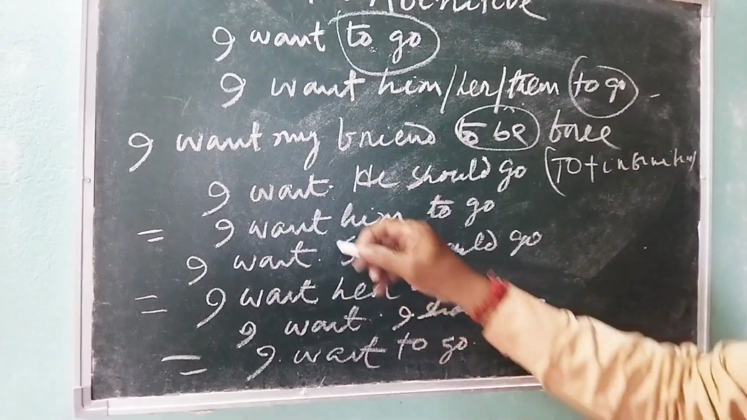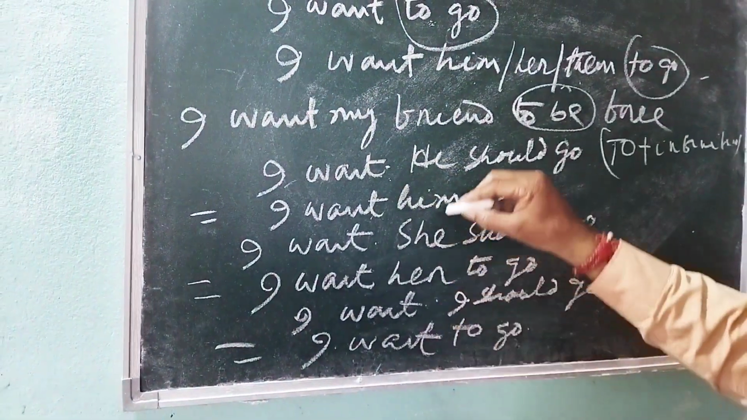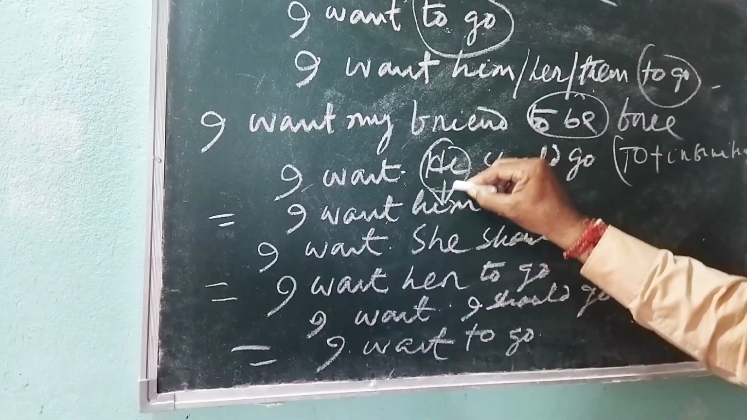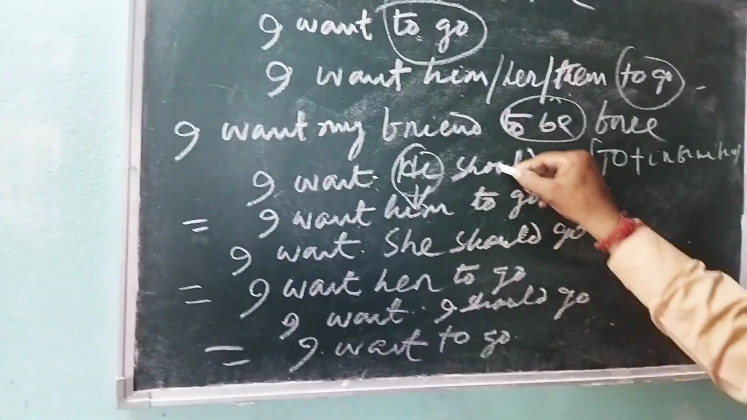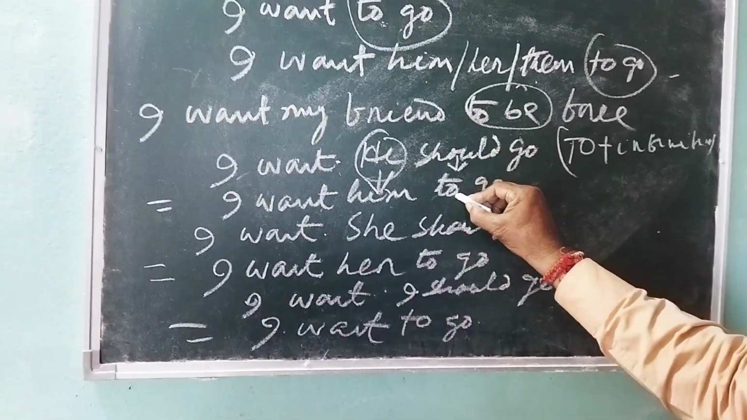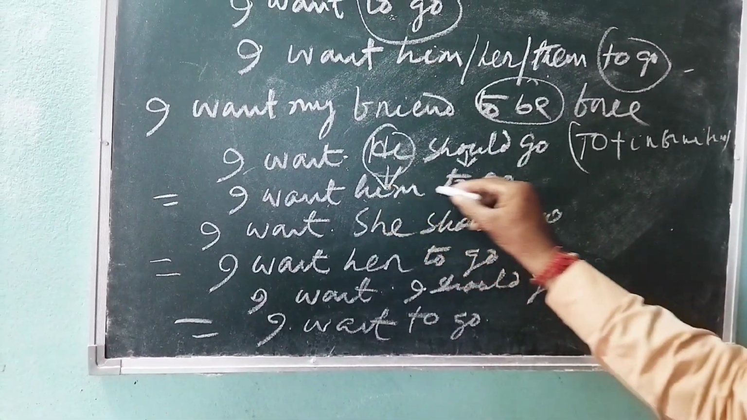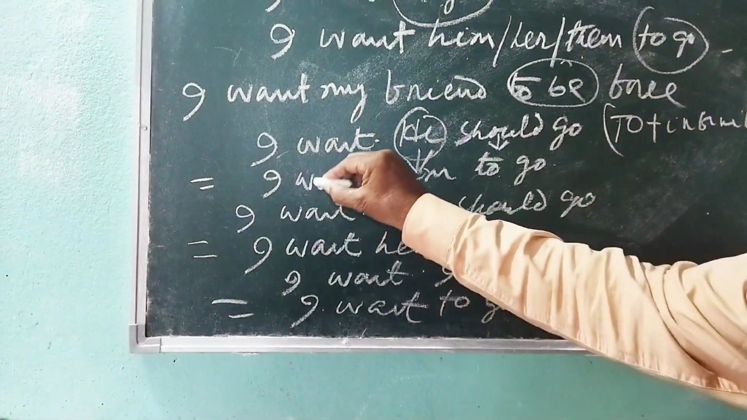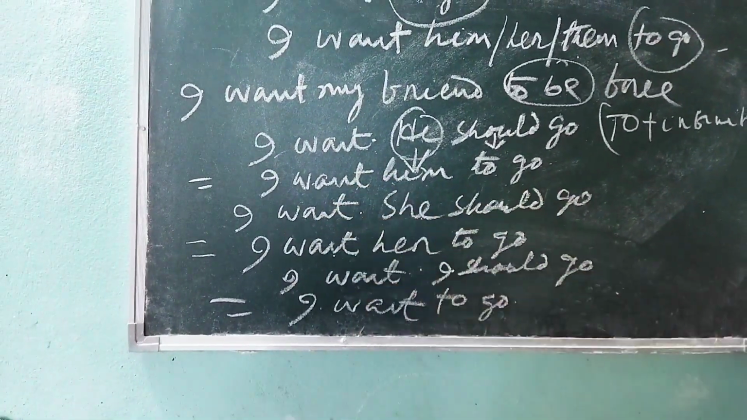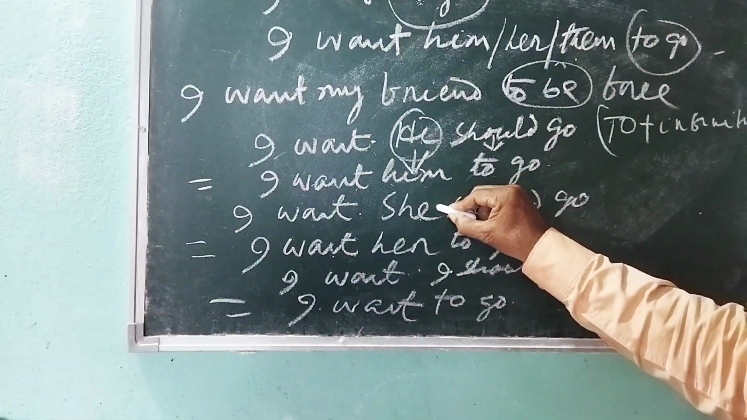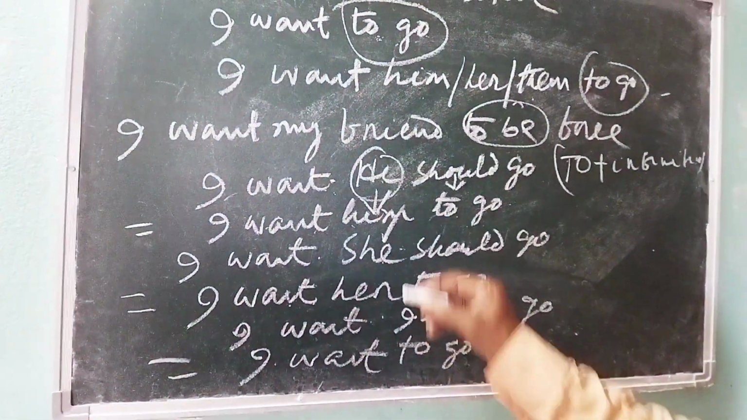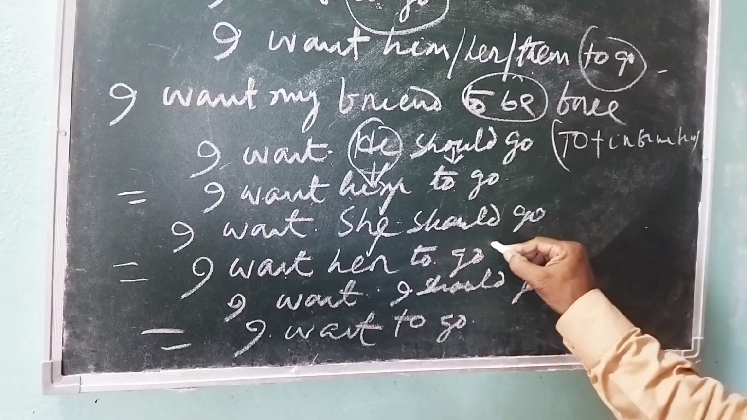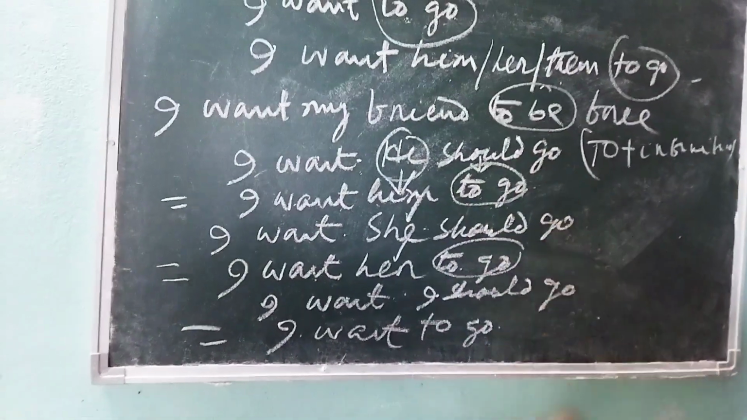This type of question comes. So, I want. In the second sentence, the subject is he. So the object comes here. He becomes him. So in place of should, we use to, that is go: I want him to go. The next sentence, just give attention. I want, she should go. In the second sentence, as I have explained, the subject is she, and the object of she is her. In place of should, you use to. Go is go, this is to plus infinitive.